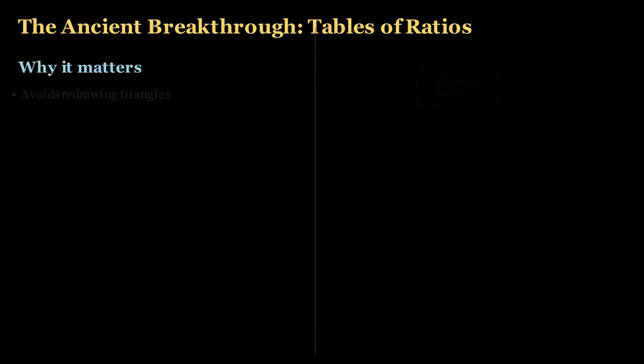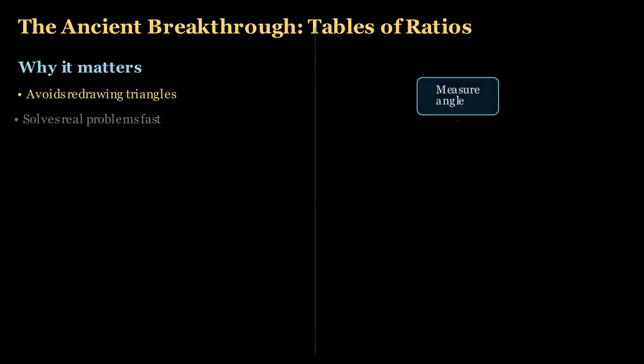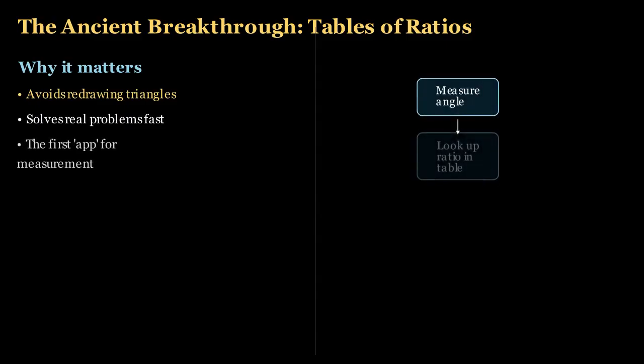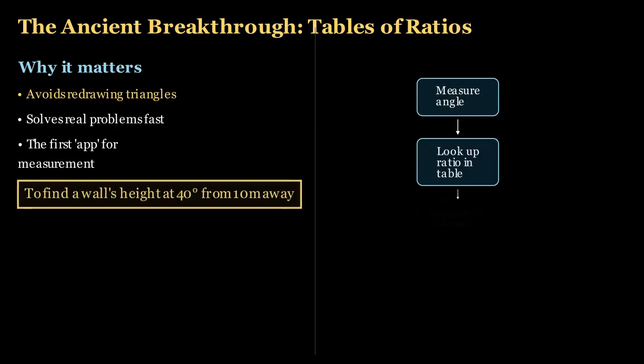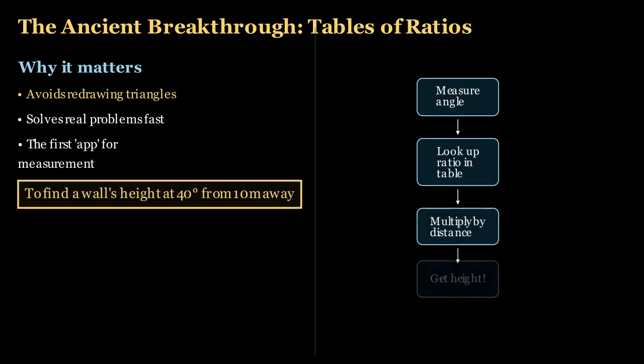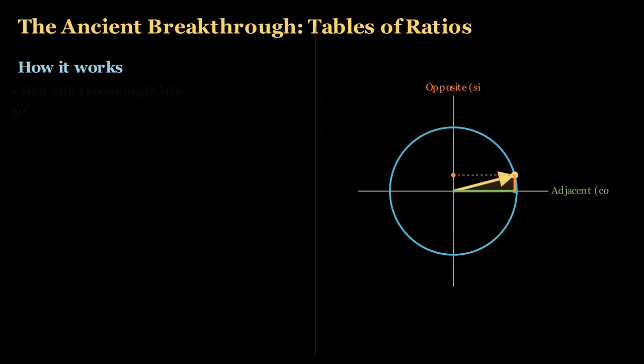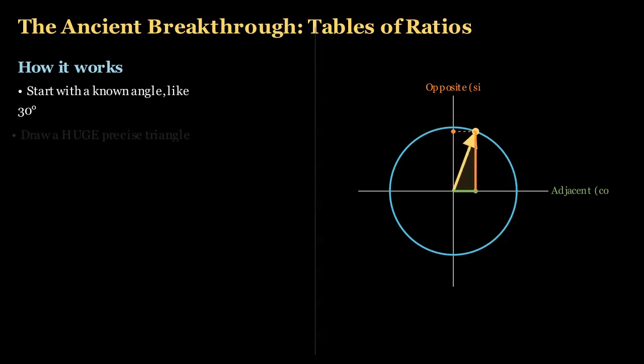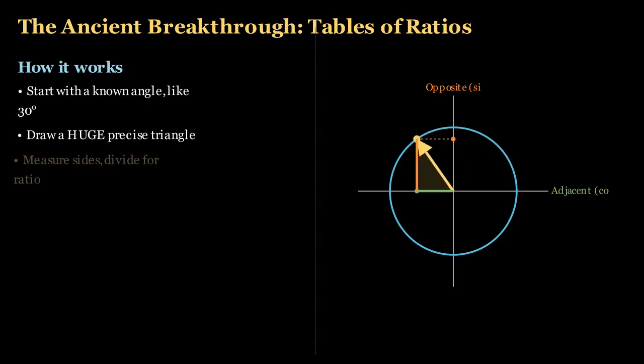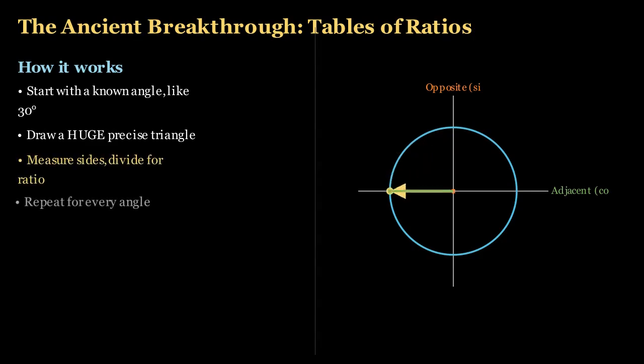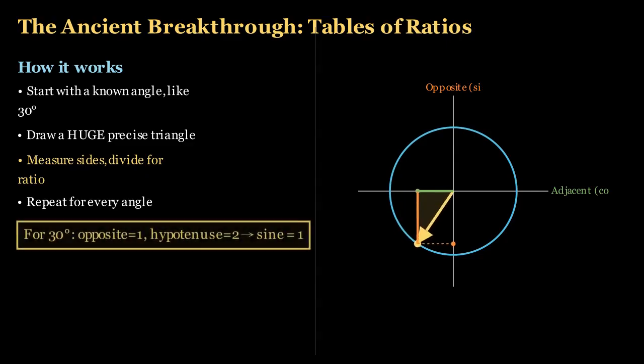Without a table, to find the height of a wall, you'd have to draw a perfect scale triangle and measure it every time. That's slow and messy. A table is like a preloaded app, you just look up the ratio for your angle. They started with a special angle, like 30 degrees, and drew a massive right triangle on the ground. By making it huge, any tiny measuring mistake became less important. They measured the opposite and hypotenuse, then divided to get the sine.